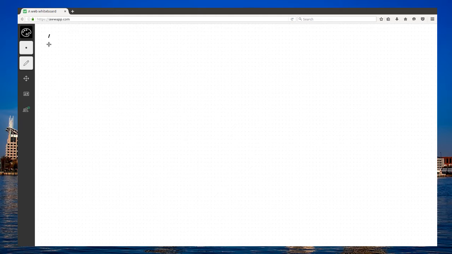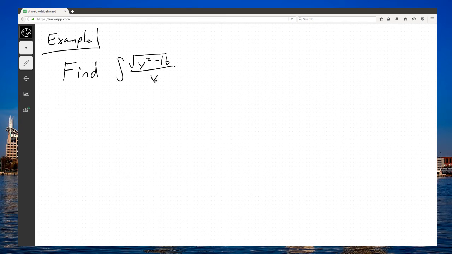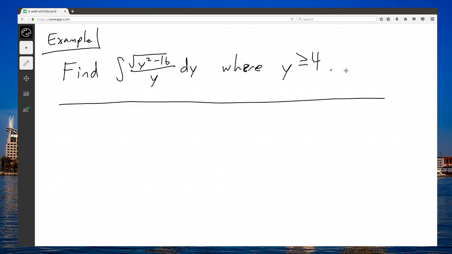For this problem, we'll find the integral of the square root of y squared minus 16 divided by y with respect to y. And as usual, the problem will specify this. It's a technical concern, but we are assuming that y is greater than or equal to 4 in this problem. And that will make sure that we don't have any negatives underneath the square root messing things up for us.